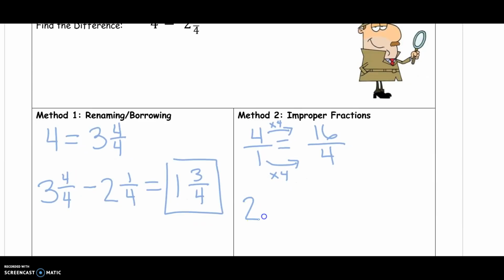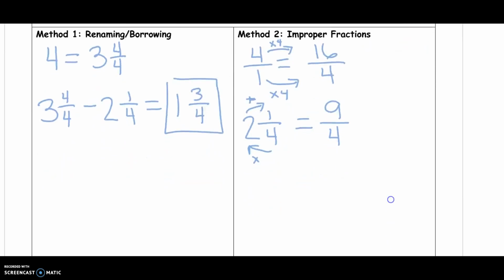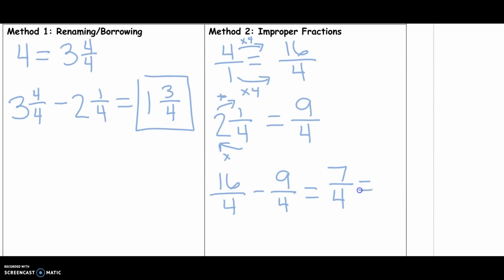We also need to convert 2 and 1/4 to an improper fraction. So multiply 4 times 2, which is 8, plus the numerator, which gives us 9 over 4. Again, let's subtract 16/4 minus 9/4, and we get 7/4, which now needs to be converted back to a mixed number. 4 goes into 7 one time, with 3/4 left over. Again, same answer, just a different method.